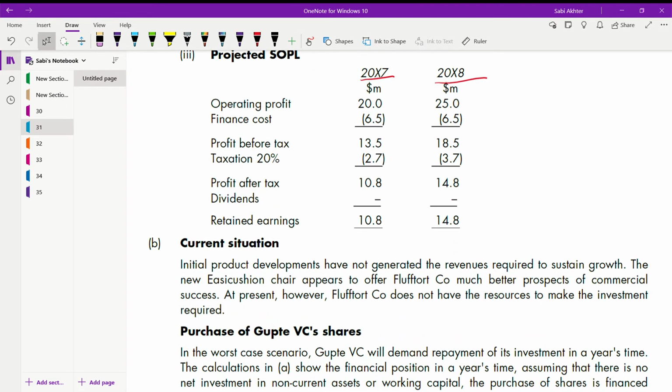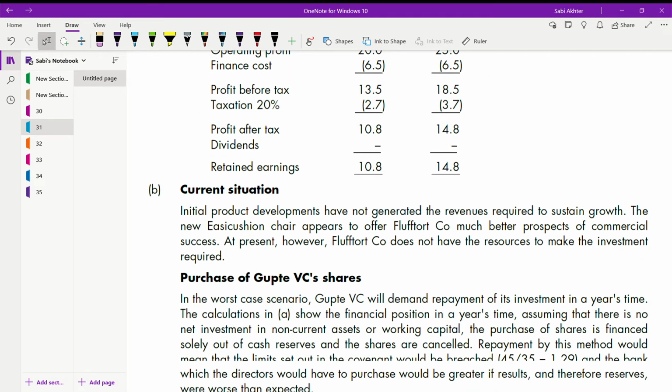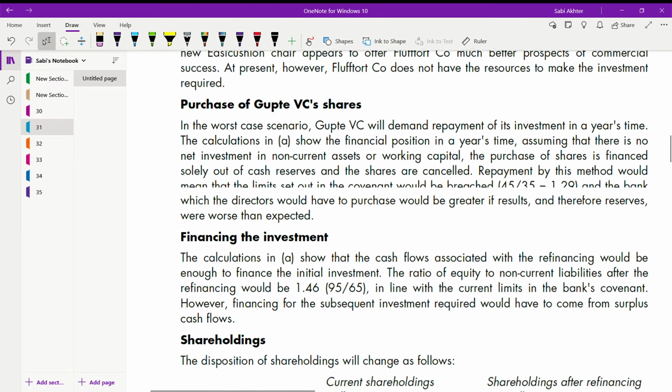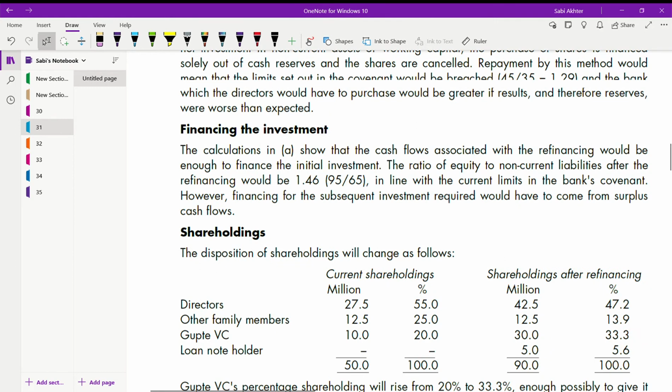Then now you're discussing what is the current situation. Starting with the current situation. Always start with the current situation first. Then you talk about reconstruction. Right? So purchase of these shares. Then we are coming to the shareholding.